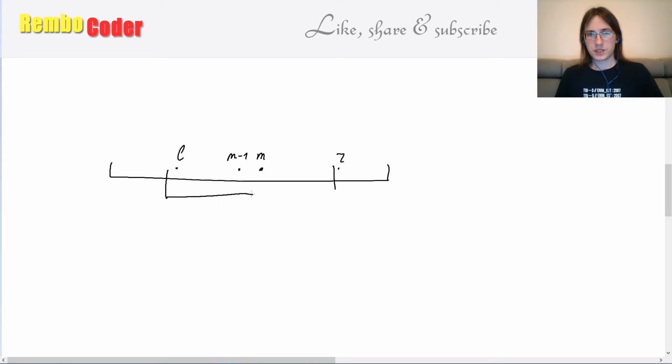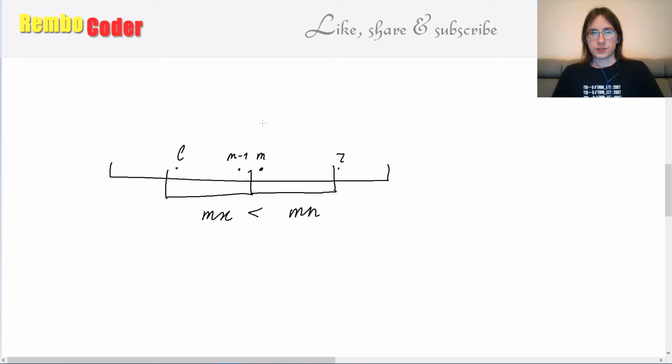So it means that the maximal element in the semi-interval from L to M is less than the minimal element in the semi-interval from M to R. And R can be N in that case because it's an uninclusive right border. First, let's discuss a squared solution.